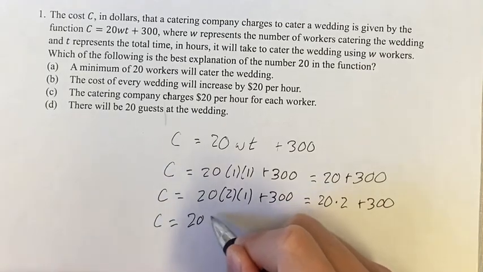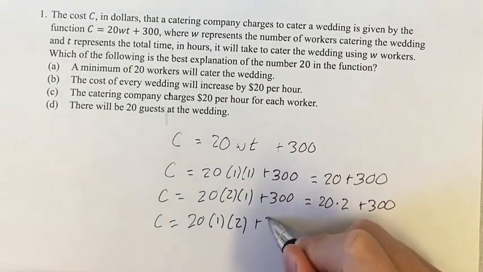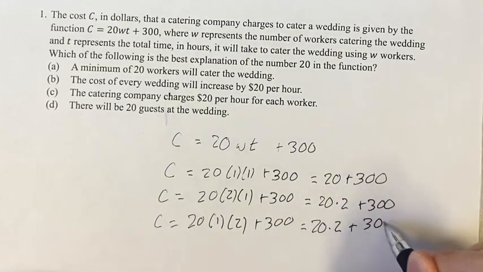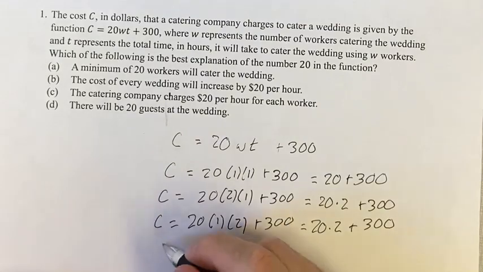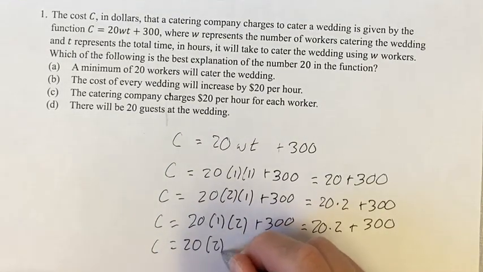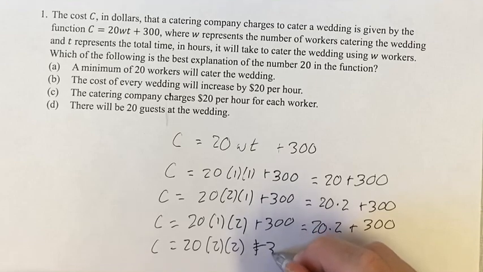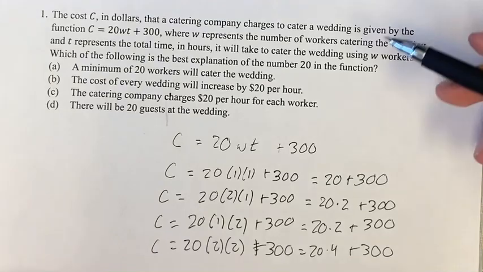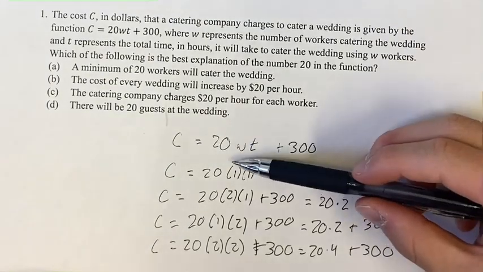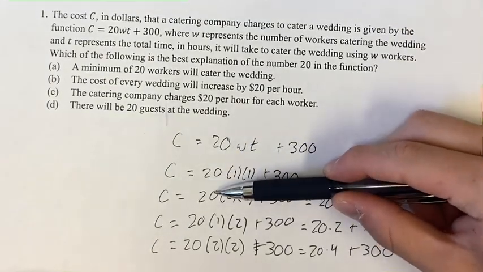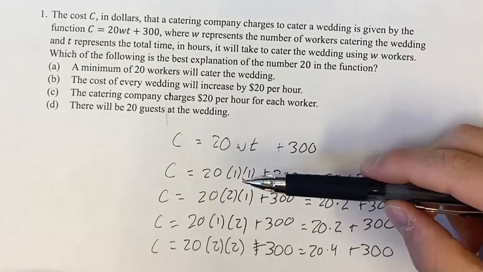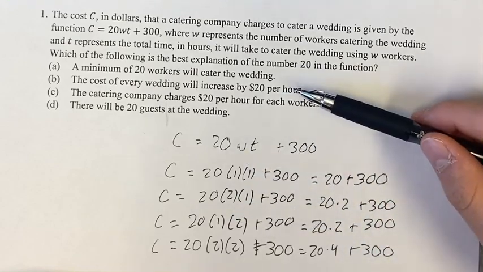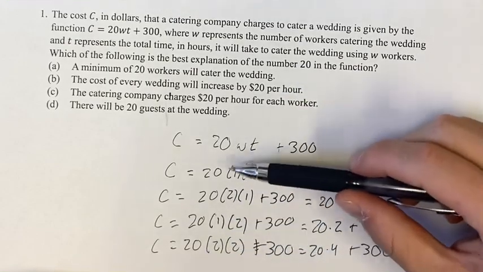Let's say we just had one worker, but he was working for 2 hours, right? That's still 20 times 1 times 2, which is 20 times 2 plus 300. And let's say both of the workers were working for 2 hours. That now becomes 20 times 4 plus 300. So every time we increase the number of workers, we have to add 20. Every time we increase the time, we have to increase the total by 20. And when we do both, we have to increase it by 20 twice.